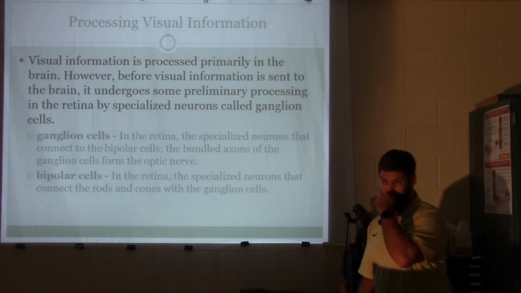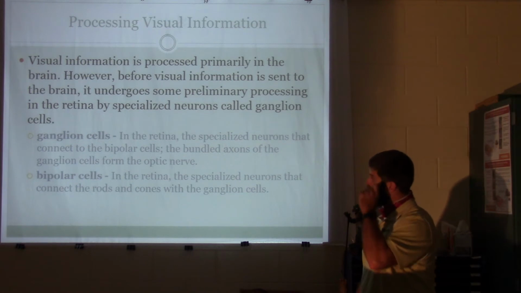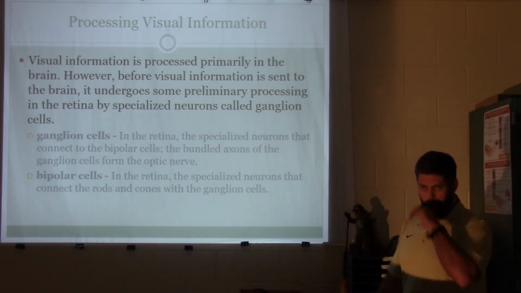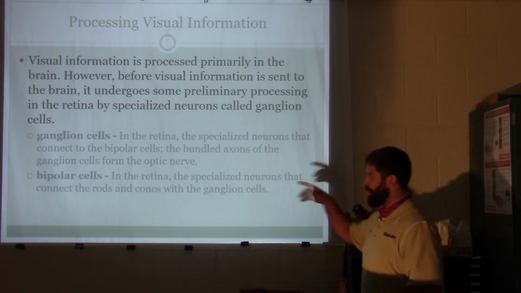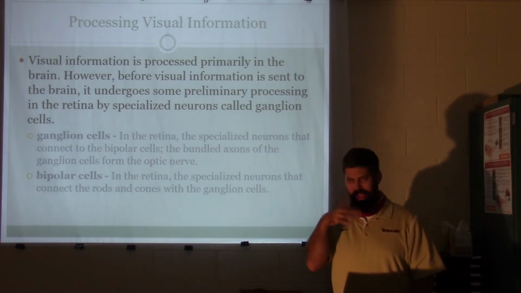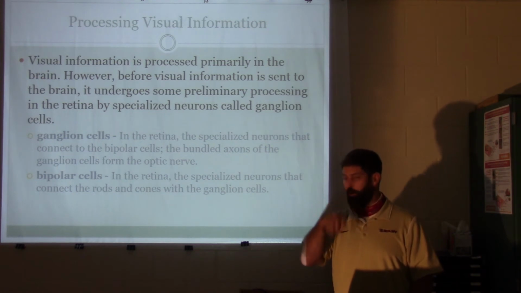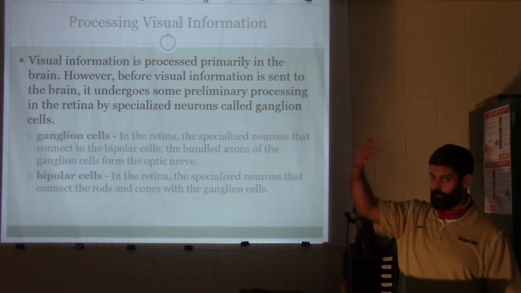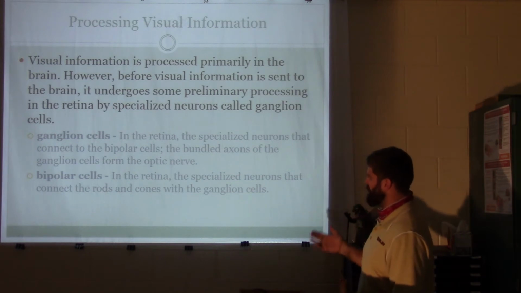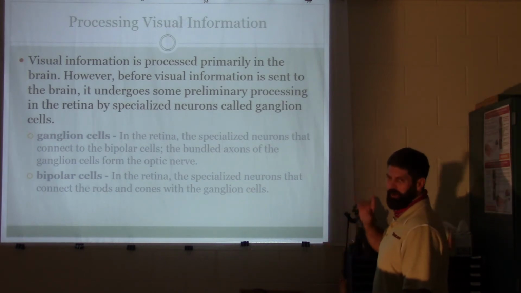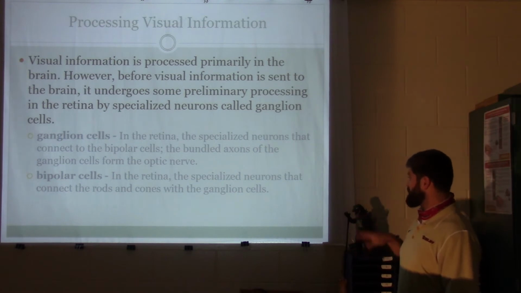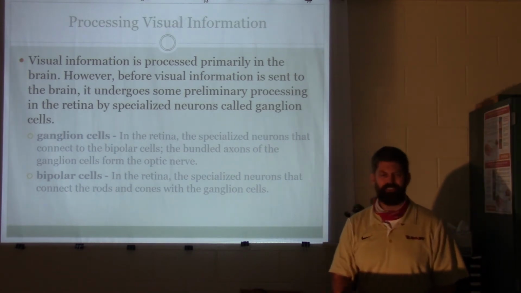All right, processing visual information. Visual information is processed primarily in the brain. However, before visual information is sent to the brain, it undergoes some preliminary processing. And that happens in the retina. So we have ganglion cells and bipolar cells. These are neurons in the retina, and by the way, your eyes are actually a part of your brain. It's almost the only part of your brain that's outside of your brain that is exposed to the world. So the ganglion cells in the retina are specialized neurons that connect to the bipolar cells, and the bundled axons of the ganglion cells form the optic nerve. I'll show you an image here in a second that's going to put this into a better perspective. And then the bipolar cells in the retina are the specialized neurons that connect the rods and cones with the ganglion cells. Let's look at the image.